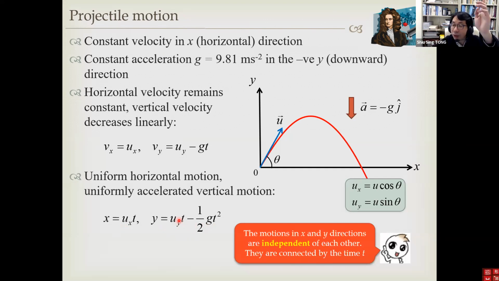And when the two motions are combined, it gives a curved trajectory, and that's the projectile motion, just like the red line in this graph. Okay.